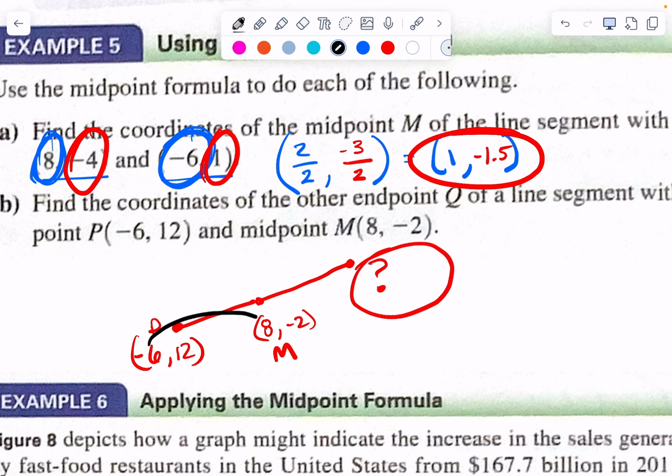How far is negative 6 from 8? The distance, yep, 14. Okay, so this should then be 14 units in that direction. So it is now at 22. Does that make sense? Okay, how far apart is 12 and negative 2? 14. So I have to go negative 14 more that way. Negative 16. Do you see how that works?